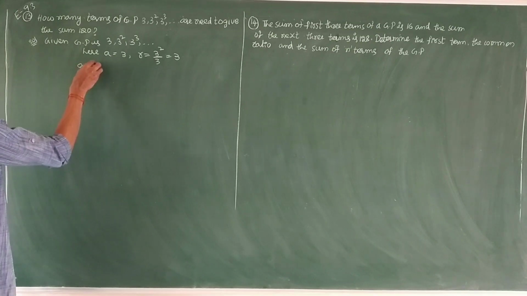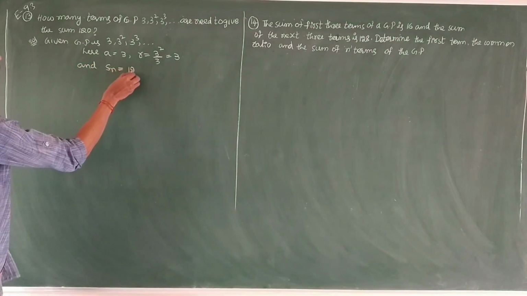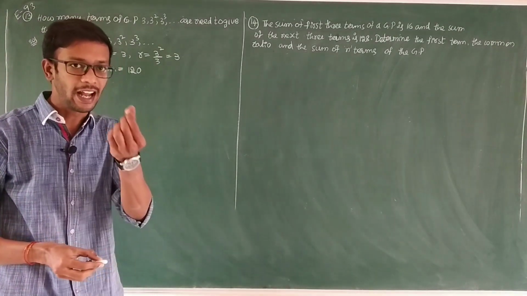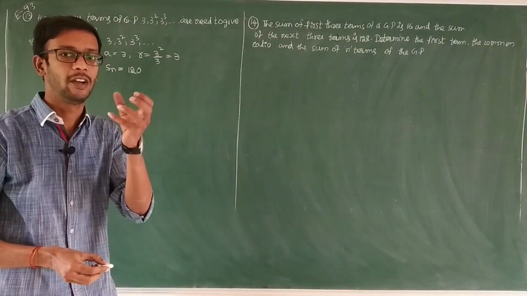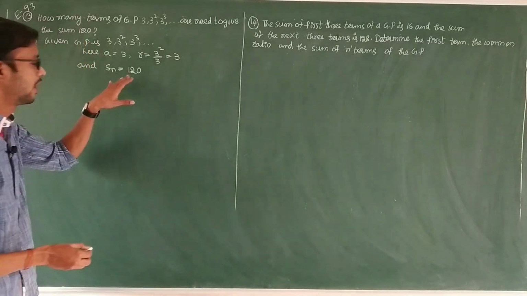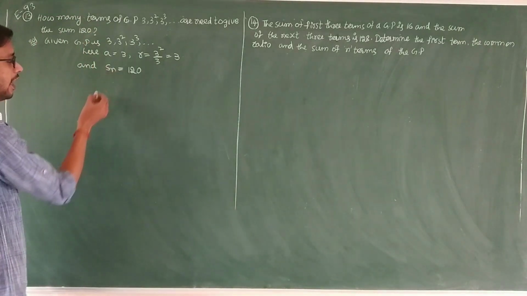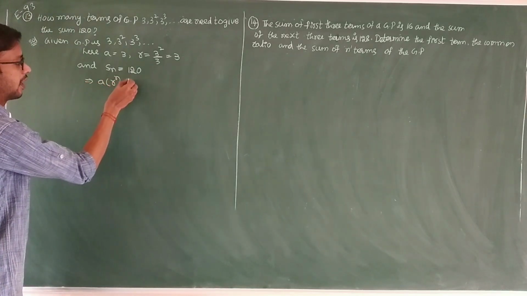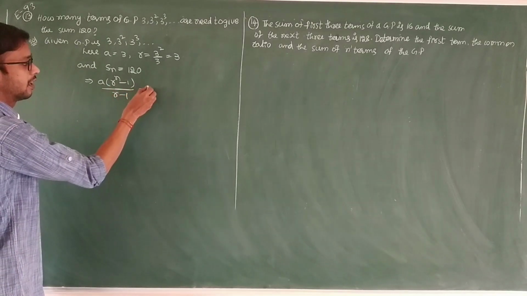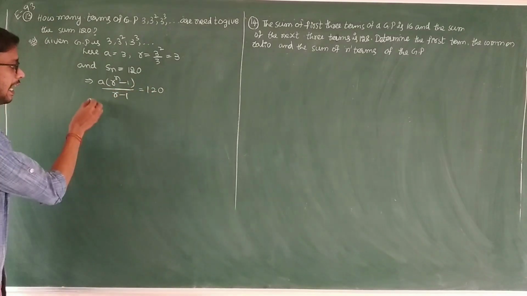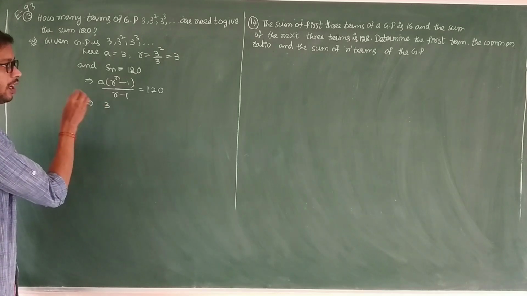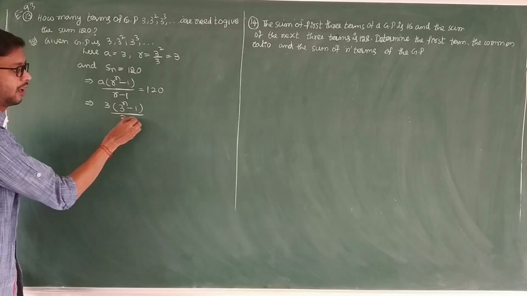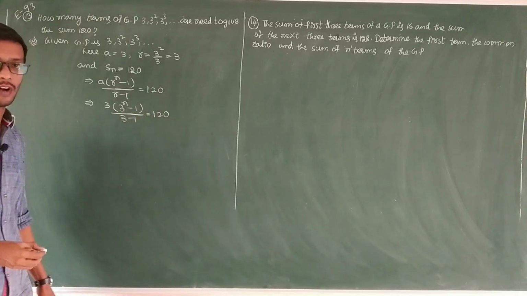And Sn is equal to 120. Sum of n terms I am taking 120. That n value, how many terms we need to add to get the 120. So the Sn formula: a into r power n minus 1 by r minus 1 is equal to 120. The a value we know, a value is 3. r value is 3. 3 minus 1 is equal to 120.